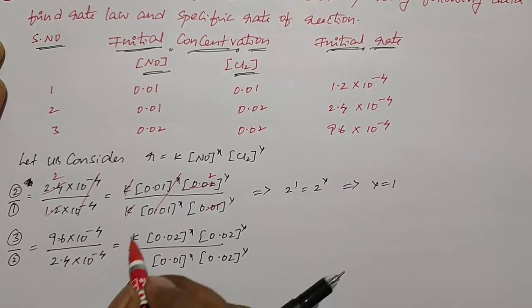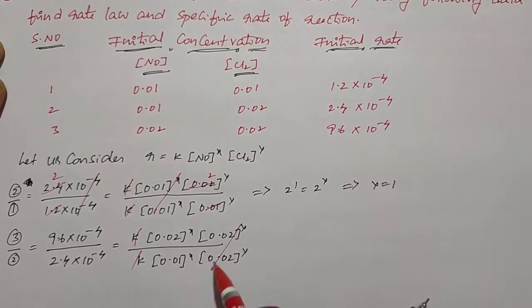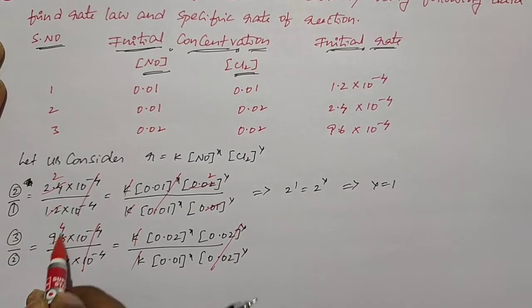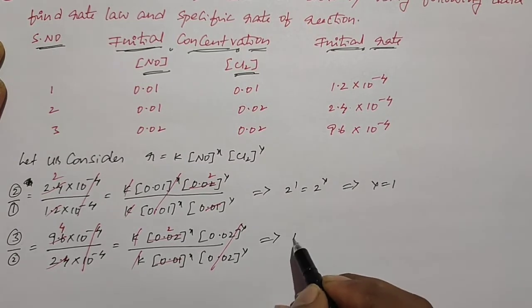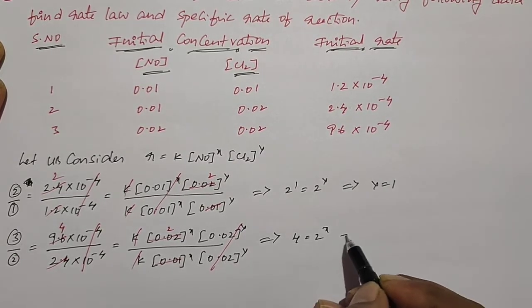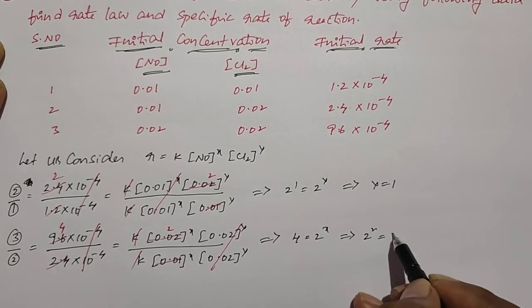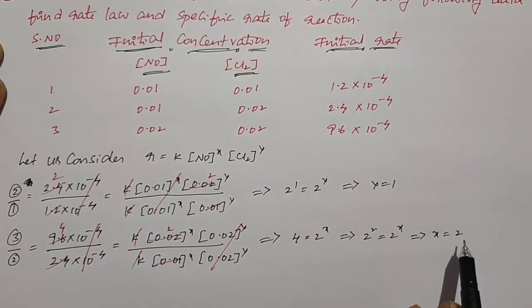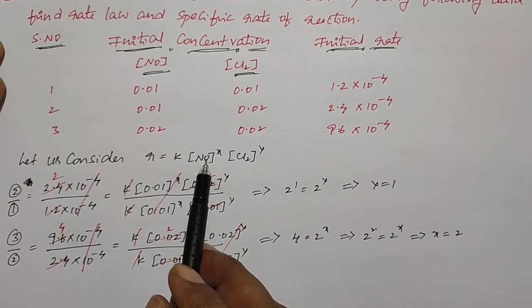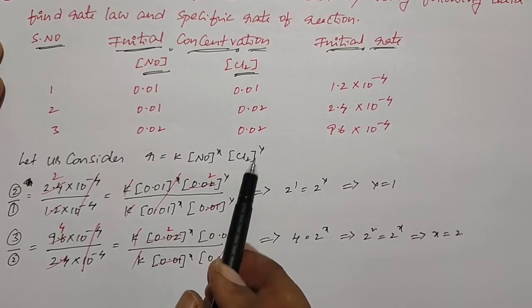So after simplification k will be cancelled, these factors will be cancelled, 10 power minus 4 will be cancelled. 2.4 will be cancelled 4 times in 9.6, and 0.01 will be cancelled for 2 times. So finally we get 4 is equal to 2 power x. It can be written as 2 square is equal to 2 power x, that implies x is equal to 2. Now substitute the x value and y value in the given rate law. Here we get the rate law.